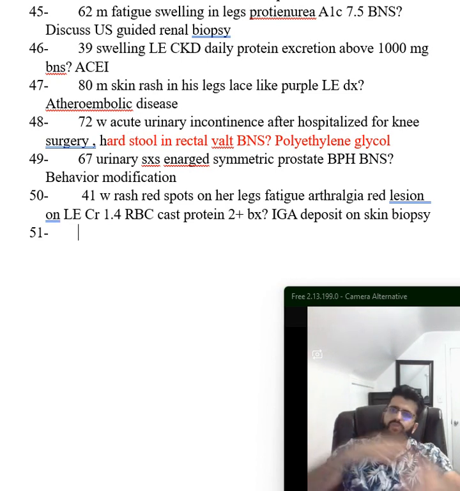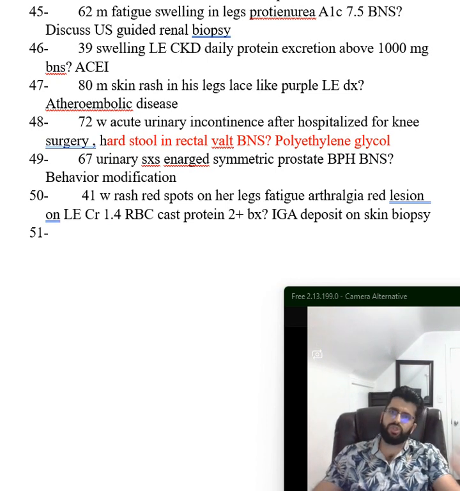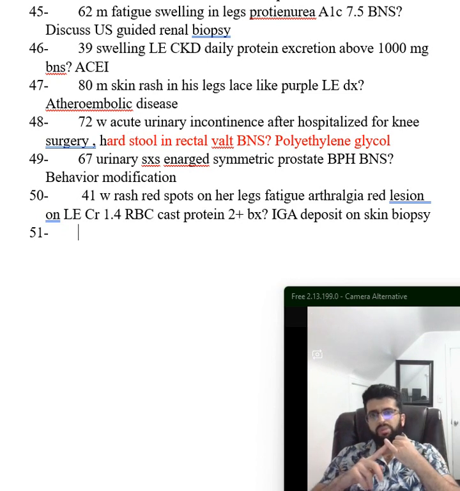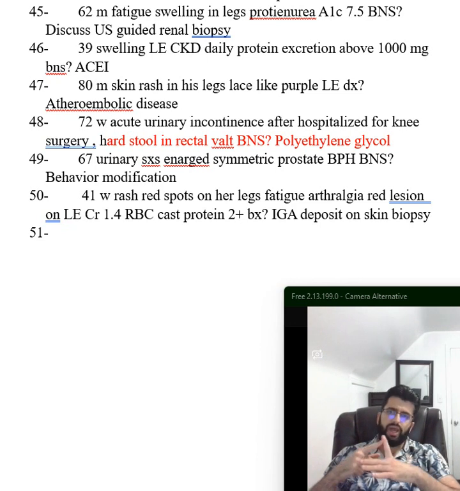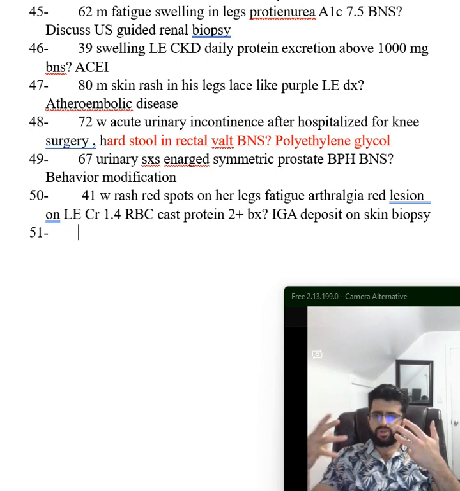So what is Henoch-Schonlein purpura? It's an IgA immune complex deposition in small vessels. So it causes a tetrad of skin palpable purpura, joint arthralgia, GI symptoms like abdominal pain or bleeding, and glomerulonephritis and proteinuria, kidney issues.